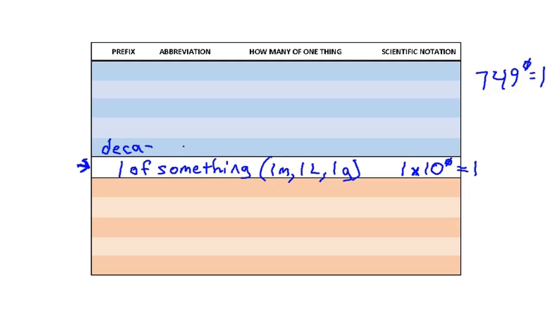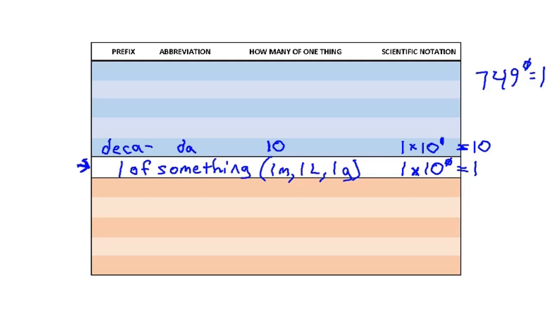And Deca is abbreviated DA, and Deca means 10. So a decameter means there's 10 meters. A decaliter means there's 10 liters. A decagram means 10 grams. And the scientific notation for that is going to be 1 times 10 to the 1, because 10 to the power of 1 equals 10. Right? So if we have 10 meters, we're going to have 1 decameter.